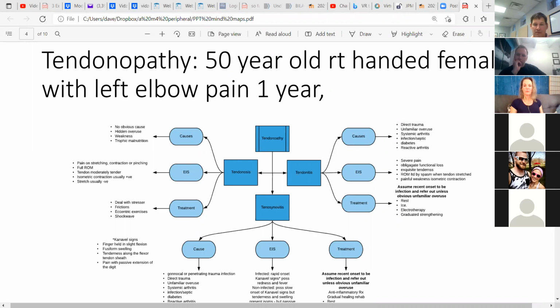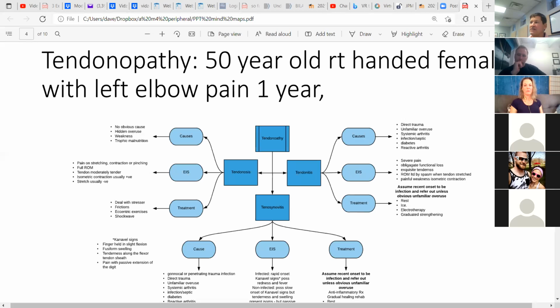Mobility, elbow extension, wrist flexion, reproduction of pain, and pain with resisted wrist extension. Mm-hmm. So with, let's say, a tendinosis, what would the resistance tests look like? I'd probably expect a weakness, just a consistent weakness.